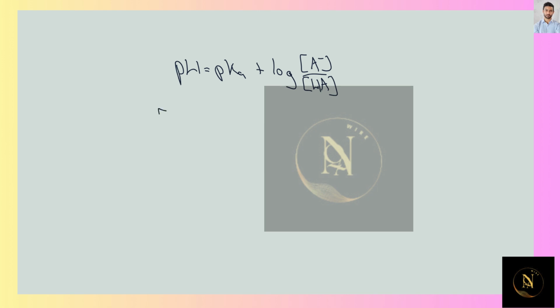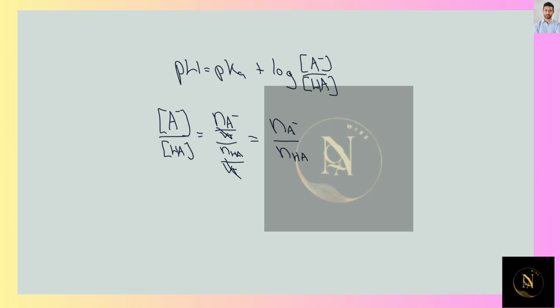Before we begin, I want you to realize that if we have A minus and HA, and we have the same total volume, this is the same as taking the ratio of the amount of mole that we have of each, because the total volumes are going to cancel out. Recall that that is directly the definition for molarity. So we can replace this ratio directly by the ratio of the amount of mole.